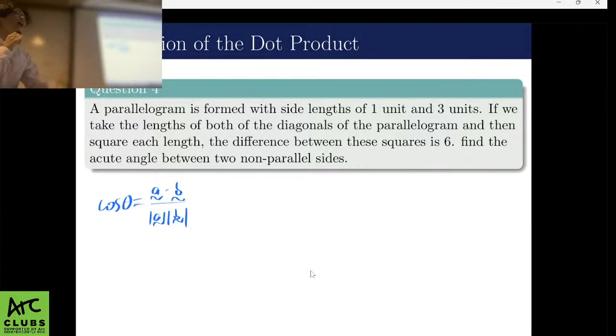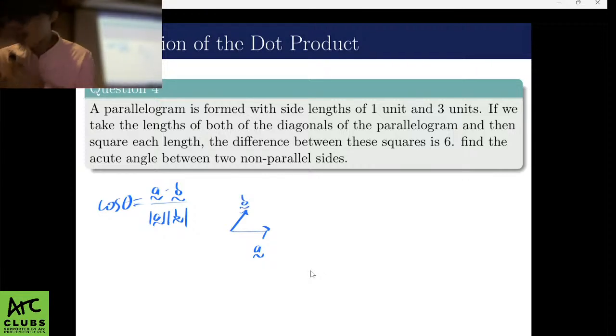And so if you want to find out what A dot B is, clearly the clue lies in the second line of the question. Taking the lengths of both of the diagonals of the parallelogram, squaring them, and then taking the difference is 6. Okay, so I'm going to let this be vector A, let this be vector B. And I'm also going to arbitrarily let the angle between them be acute, because it's convenient for me. It does not matter. The diagram's not to scale, but let's let magnitude A equal 1 and magnitude B equal 3.